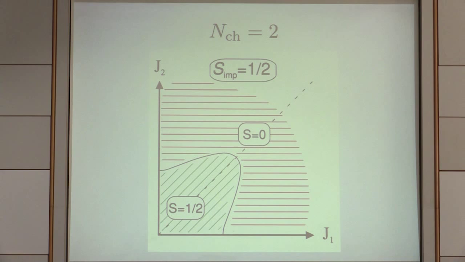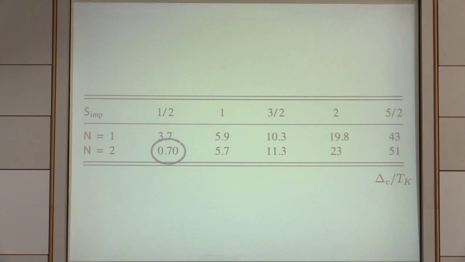is when you take a two-channel spin 1/2 model, which has non-Fermi liquid physics. And here you find that there are only two possibilities. Either your spin is unscreened, so a doublet, or you can have an extended singlet phase. And if you look a bit closer into this problem, you would find that it's very anomalous in many properties. For example, the transition point is way away from where you would expect it to be. So it's different from the single channel case by a factor of 5.